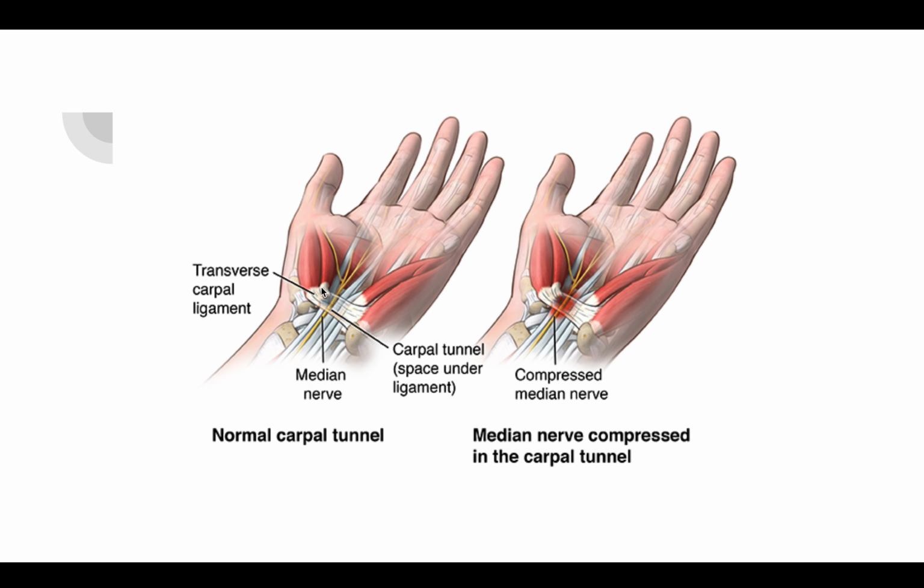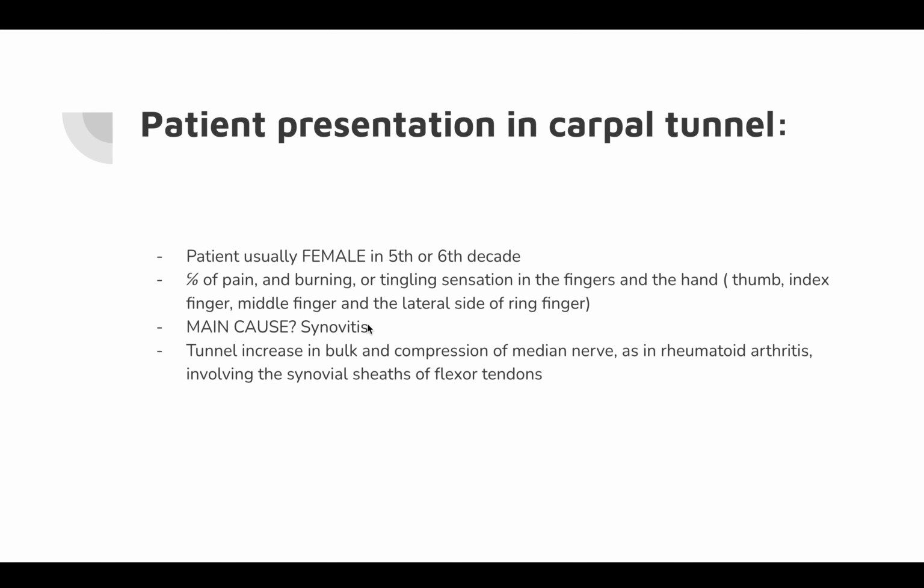This is the transverse carpal ligament going across on the palmar side of the hand. This is the carpal tunnel, which is actually the space under this ligament. This is a ligament. This is where we would incise to actually release the pressure.